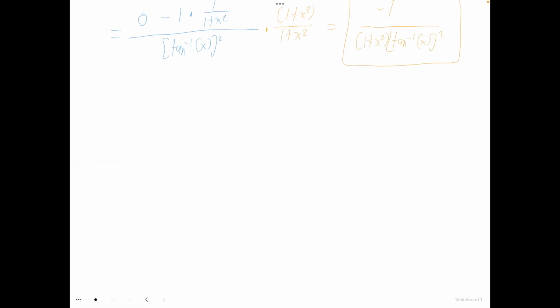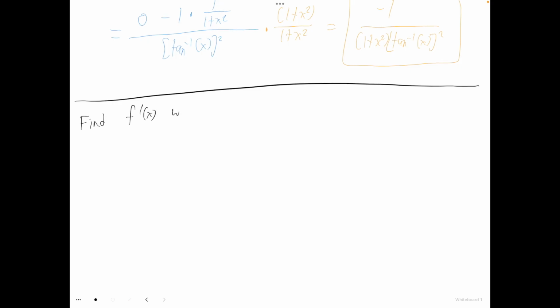So next, let's find f prime of x when f of x is equal to x arc sine of the square root of x. So we want to compute the derivative of x arc sine of the square root of x here. And so we're going to use the trick that we've done before, namely this is a product of two things, so we're going to use the product rule.